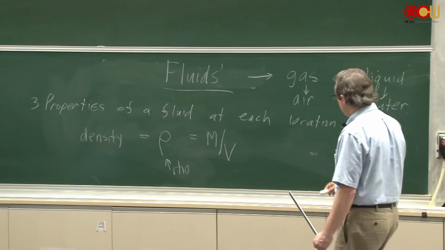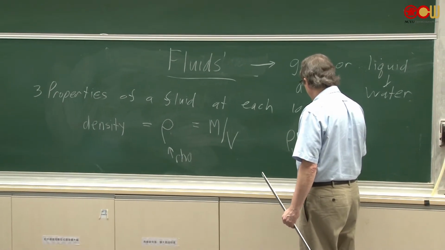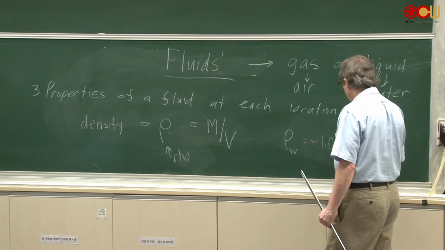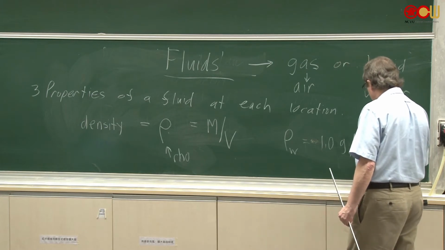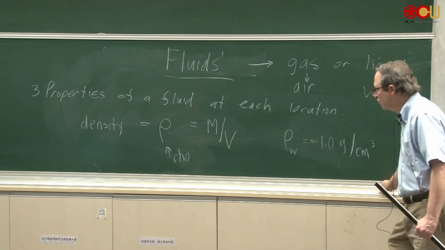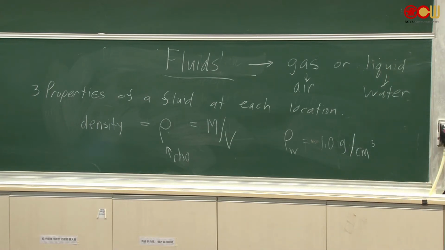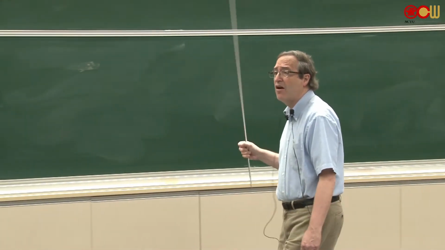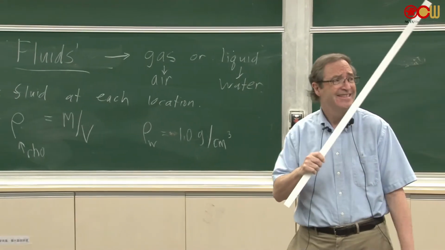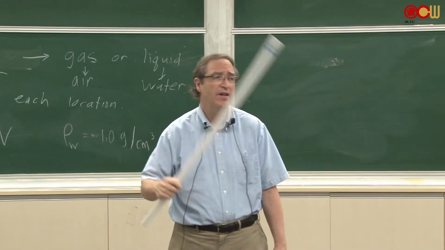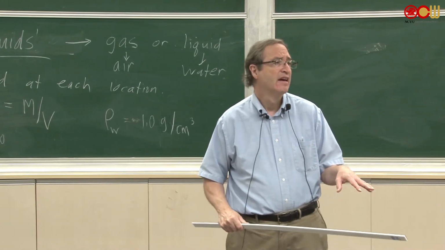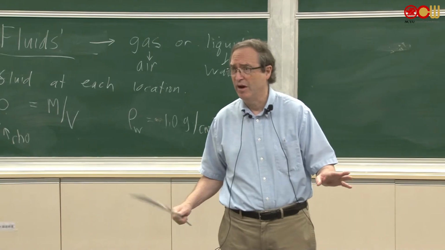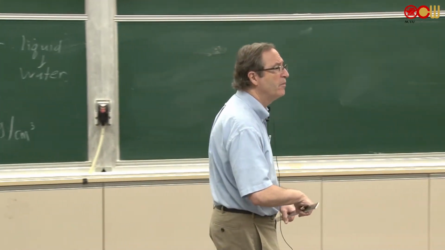All right? The density of water is about 1.0 grams per centimeter cubed. Okay, so it's 1 gram per centimeter cubed. In fact, I think to some degree that's how the gram was defined. All right, now we can think of density as varying from one place to another, but I think in almost everything we do today, the density will be the same everywhere. Okay, so it's pretty much a constant.